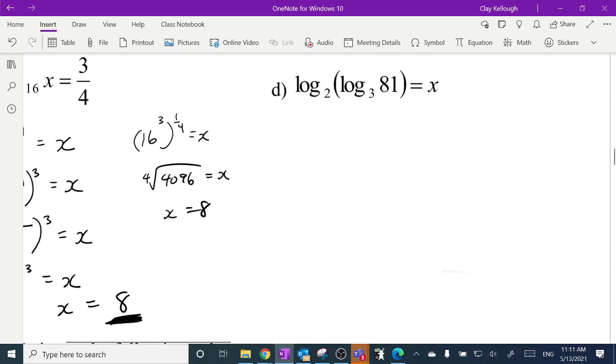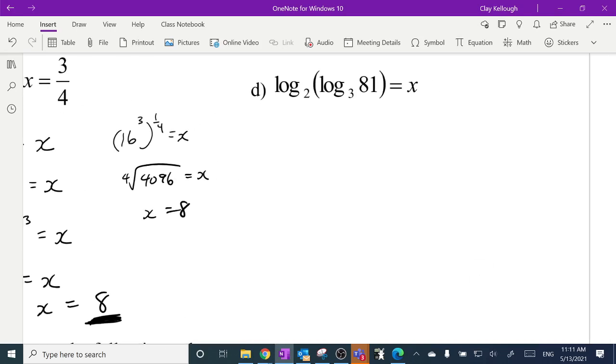All right. Ooh, isn't D interesting looking? Okay, so let's see. What are we going to do with D? Well, here's what we're going to do with D. 2 is my base. X is my exponent. And this is my argument.